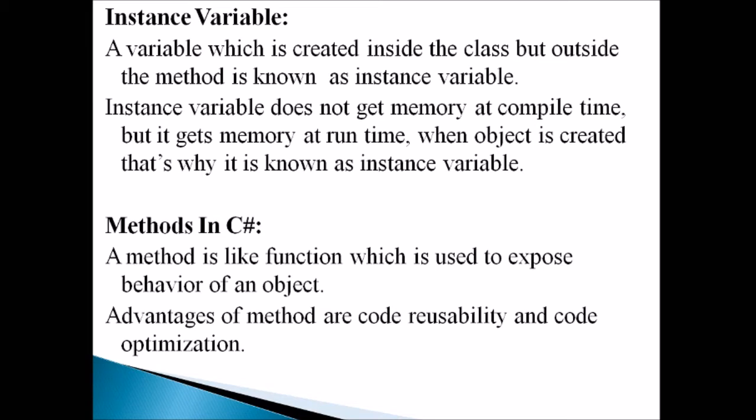Okay, and next thing is methods in C#. Methods are nothing but like a function. Function and methods are more or less the same, used to express a behavior of an object. Okay, why do we need these methods in source code? Using these methods, what will be the advantage? The advantage is reusability of the source code.